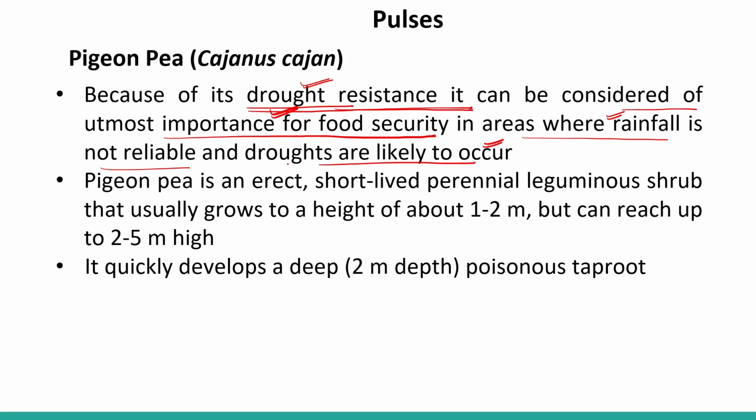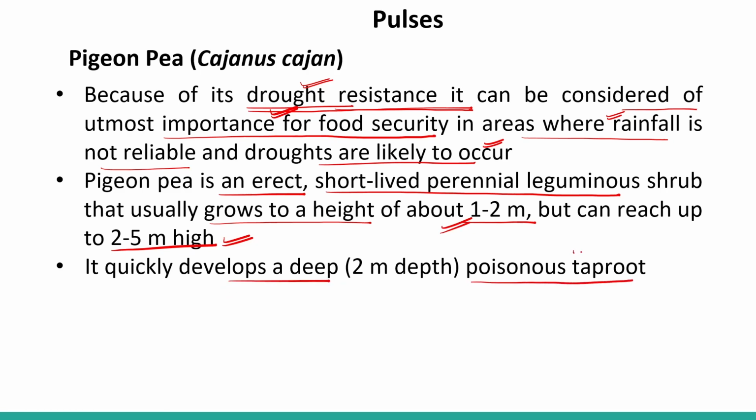Pigeon pea is an erect, short-lived perennial legume shrub that usually grows to a height of about 1 to 2 meters, but can reach up to 2 to 5 meters high also, though normally it is grown at a height of 1 to 2 meters. It quickly develops a deep taproot, 2 meters in depth. So this is one of the very important features.